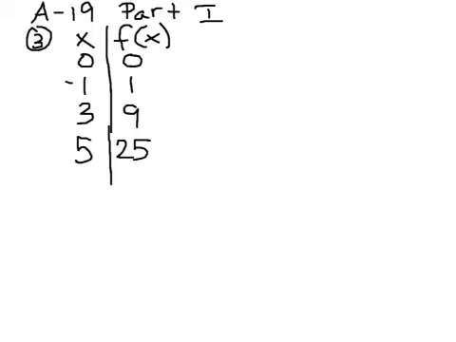Well, the pattern that I see is that I can't add something, because each value of y doesn't go up the same amount. They're not multiplied by the same number, but I do see that if I square x, I get f of x every time. So I think my pattern is that f of x is equal to x squared. Let's go ahead and try it now.